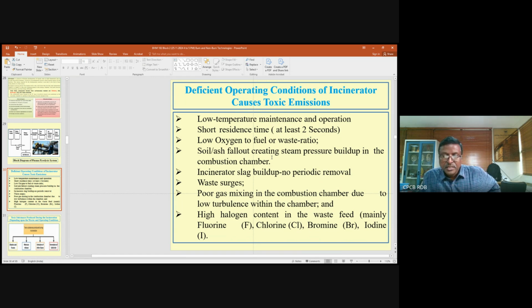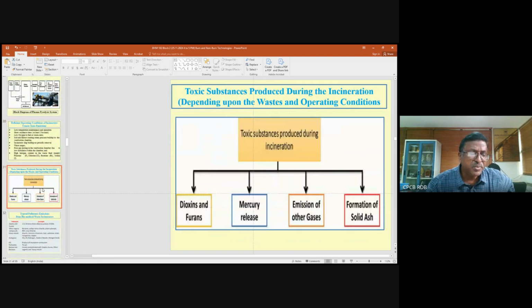And apart from this, you have to have a proper cleaning system and maintain it. If the waste feed itself contains compounds like halogens, such as fluorine, chlorine, bromine, iodine, that also causes toxic emissions such as dioxins and furans, which will definitely be emitted, and this cannot be controlled very easily. Therefore, toxic substances produced during the incineration process generally depend upon the waste types and operating conditions.